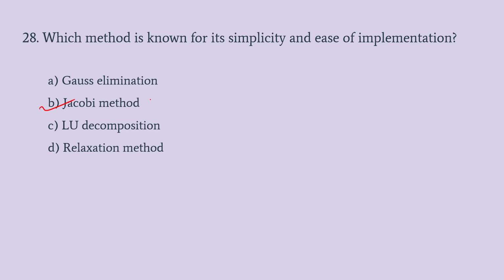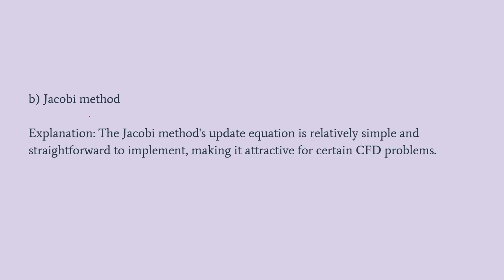Jacobi method, even though it's less efficient compared to Gauss-Seidel and all, from the list, it is the one known for simplicity and implementation. Even though Gauss elimination method is a direct method, LU decomposition method is not that simple and straightforward. Relaxation method is another iterative method. So from the options, it's option B, Jacobi method.